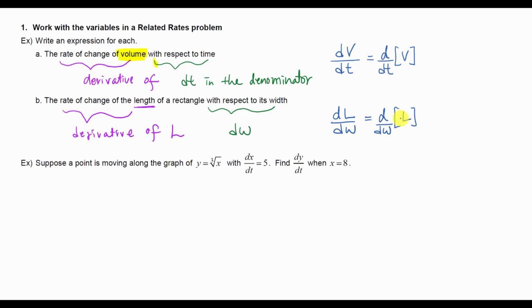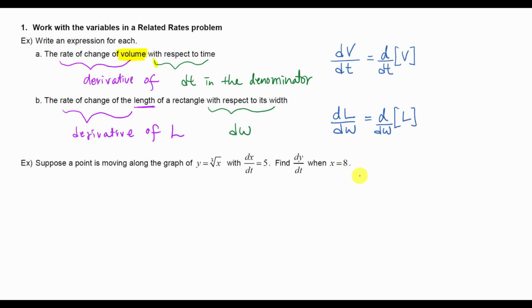This is very similar to what we are going to do in 2.6. Suppose a point is moving along the graph of y equals cube root of x with dx/dt equal 5. Find dy/dt when x equals 8. So they gave you rate of change of x variable, and they want you to find the rate of change of a function at the moment when x is at 8.